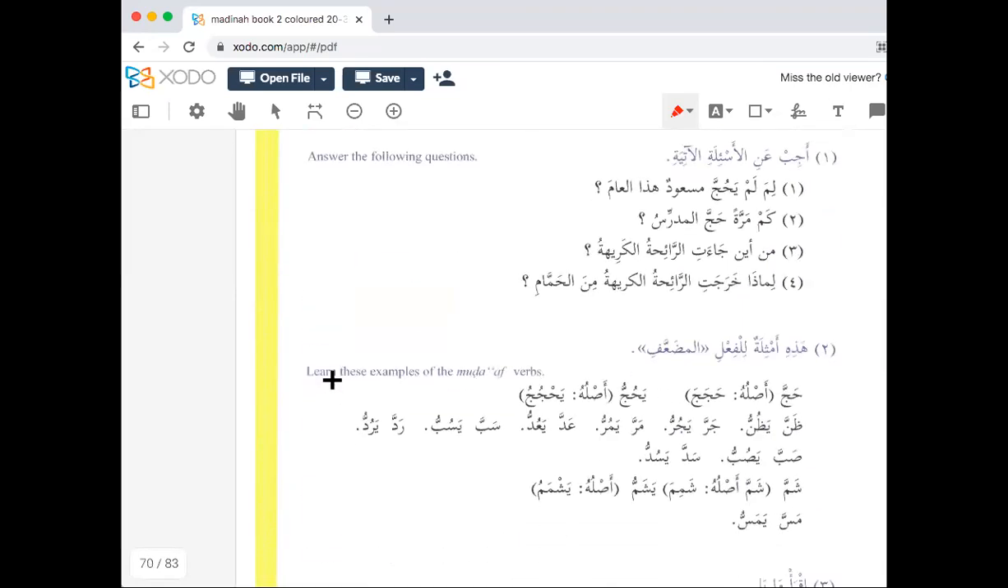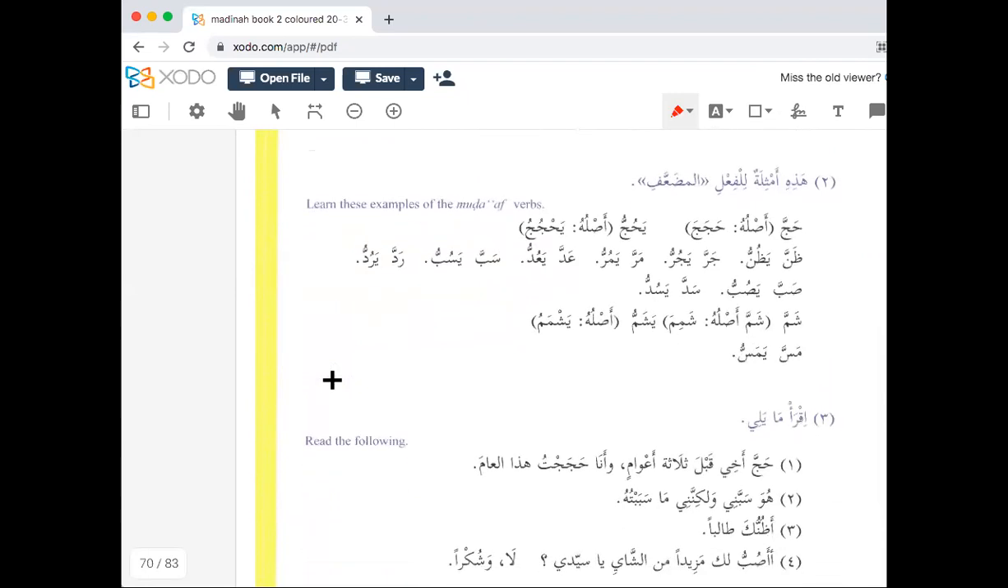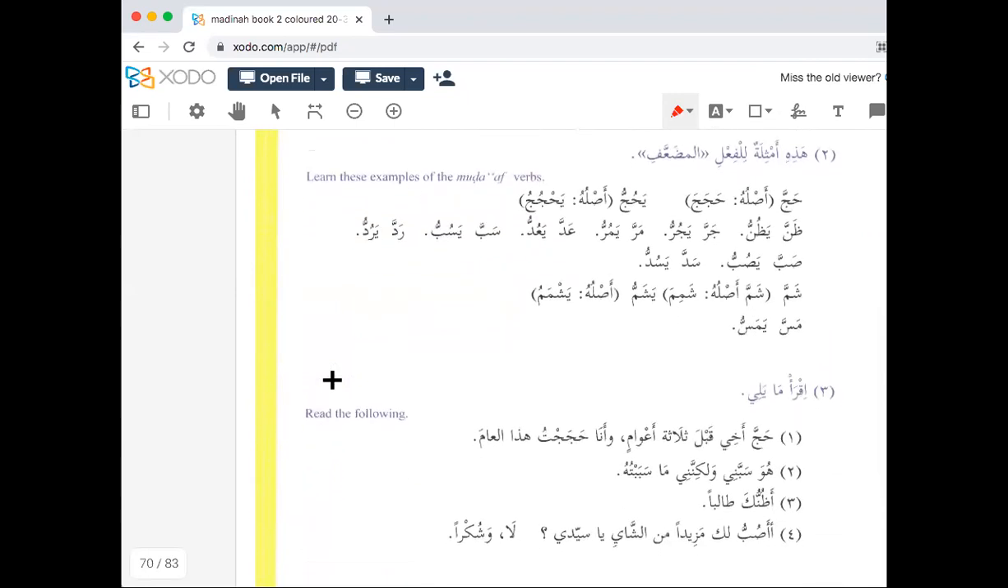Barakallahu feekum. Let's have a look at some of the exercises and let's have a quick read.